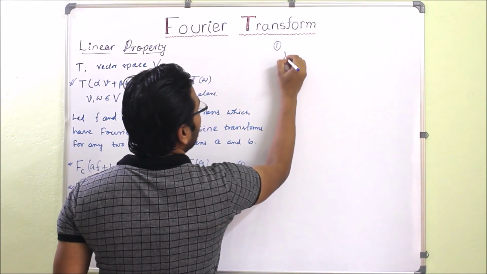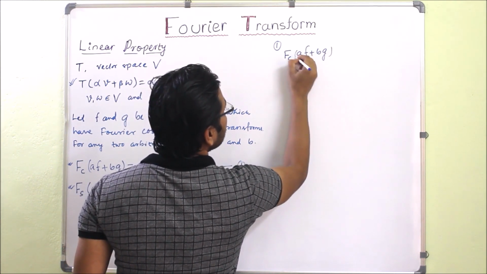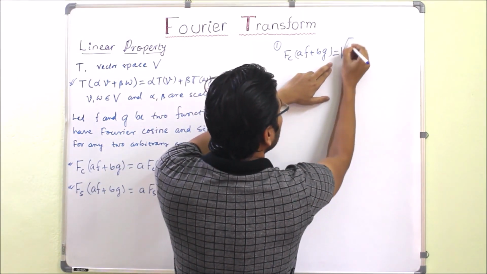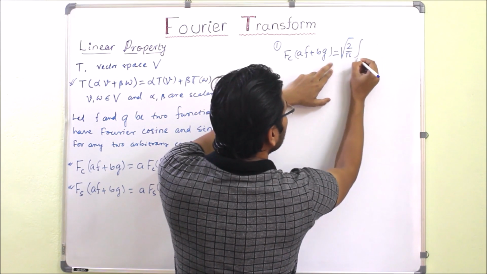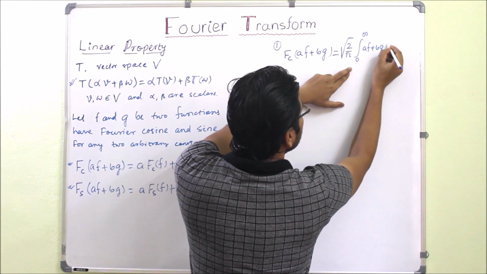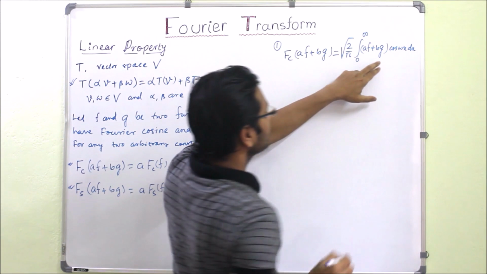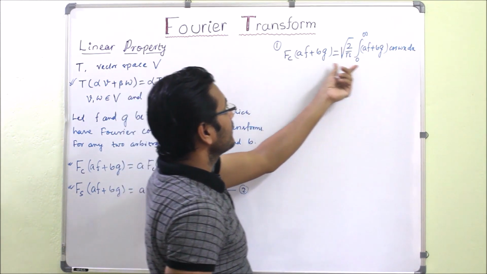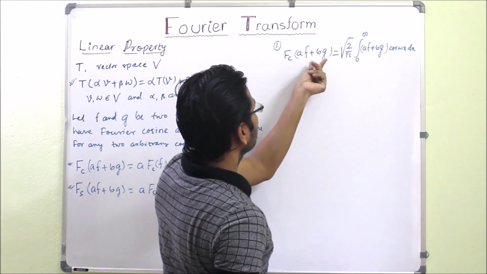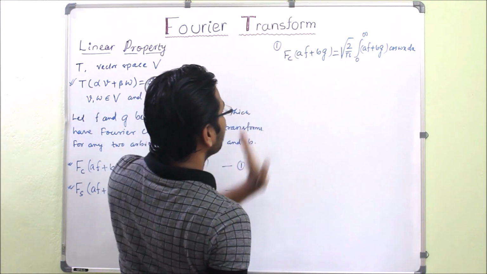On the left side we have FC of AF plus BG. If we write it in expanded form, it will be square root of 2 by pi, integration from 0 to infinity, AF plus BG into cos WX dx. This is the formula. Only inside, in place of function f, we are applying AF plus BG, because we have to find the Fourier cosine transform of AF plus BG.